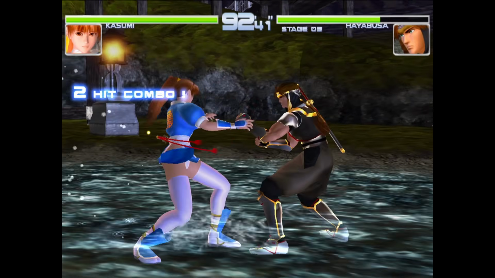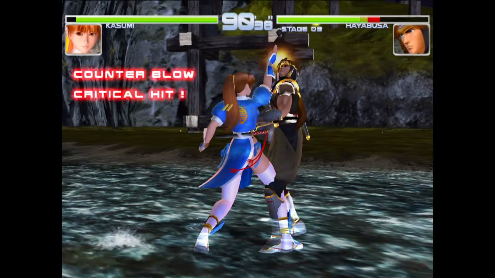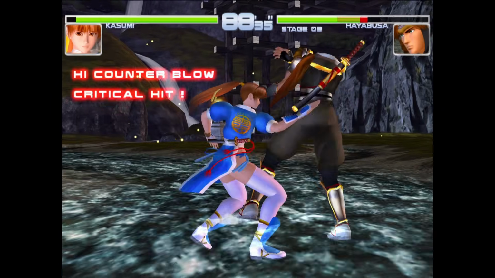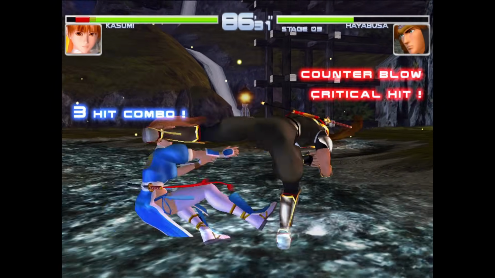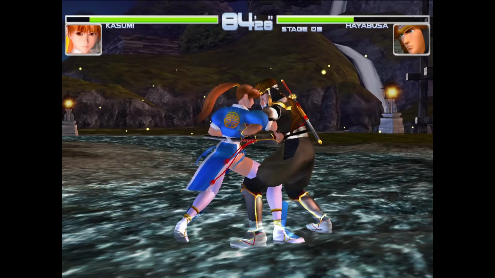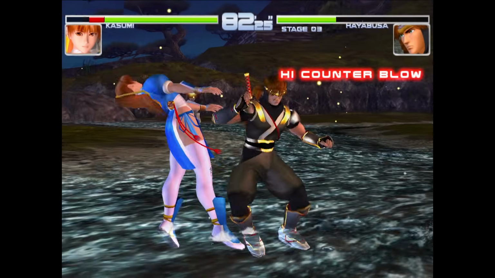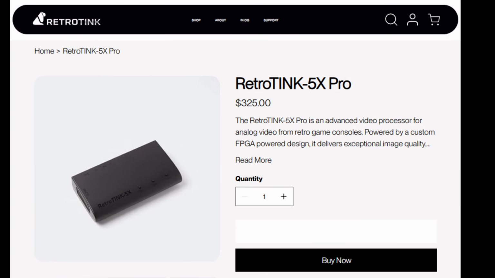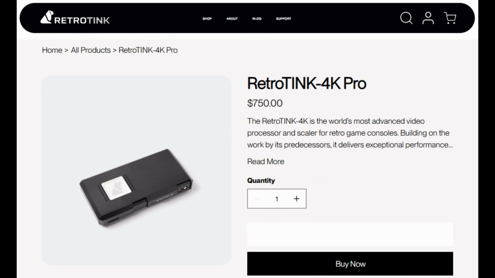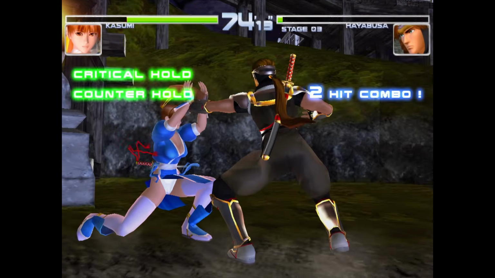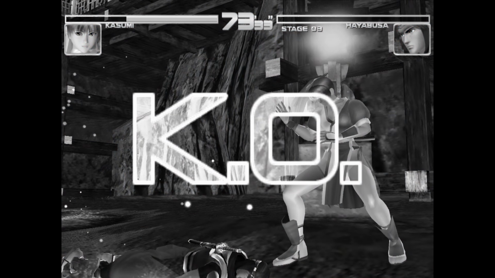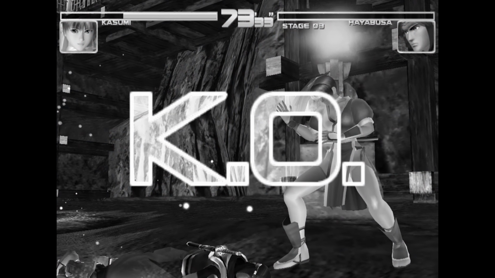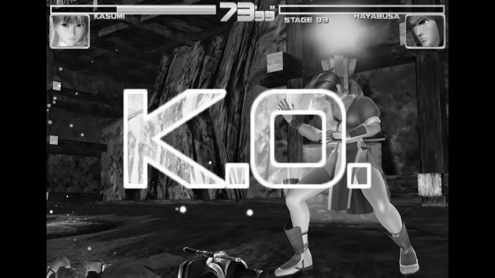Check this out. I'm playing Dead or Alive 2 for the PlayStation 2 at 1080p. Look at how crisp, vibrant and detailed everything looks. Are you planning on buying a scaler like the RetroTink 5X or 4K to get the same effect with your original hardware? Well, stop. There's a lot of confusion around the term upscaler.